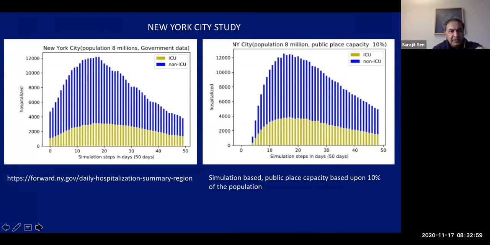So moving on, here's the New York City data, both the data from the state, which is on the left, and data on the right, which is what we have simulated with the public place capacity, in this case of 10%. And if you look closely, there are reasonable similarities. There are places where we fall short. For example, if you look at the very beginning, around the 5-day mark, our numbers are very small.